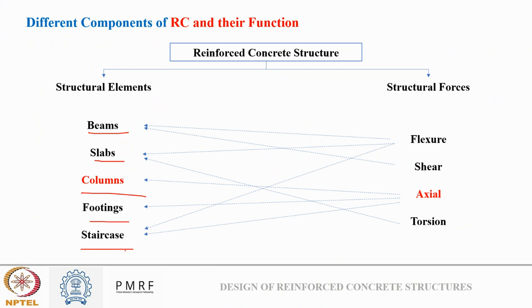When there is some external force acting on the building, these forces can be classified into 4 major categories: flexure, or we can say bending moment, shear, axial, and torsion. Till date we have discussed beams and slabs, and what they resist. Beam is mainly for resisting the flexure or bending and the shear component, while slabs mainly resist the flexure and the torsion. Today we are talking about columns whose function is to mainly resist the axial load, axial force, and sometimes it can also resist the flexure.